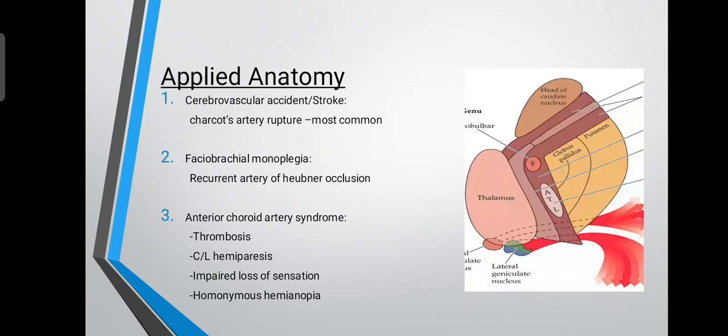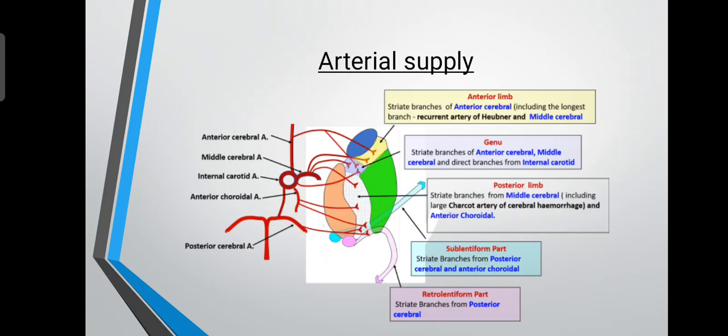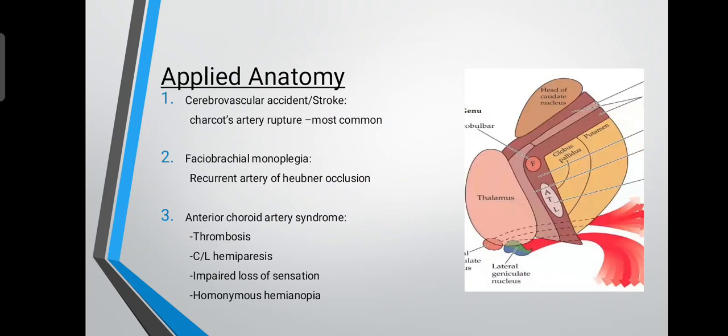Occlusion of this artery will cause weakness in the face as well as upper limb paralysis. There is another syndrome called anterior choroidal artery syndrome. As we know, the sublentiform part and posterior limb of internal capsule are both supplied by the anterior choroidal artery. So this causes thrombosis, contralateral hemiparesis, impaired sensation and homonymous hemianopia. These are the clinical aspects of learning the internal capsule. The internal capsule is prone to hemorrhage and thrombosis. Hemorrhage is more common in the Charcot's artery of cerebral hemorrhage, which involves the posterior limb, and thrombosis is more common in the recurrent artery of Heubner, affecting the anterior limb of internal capsule.